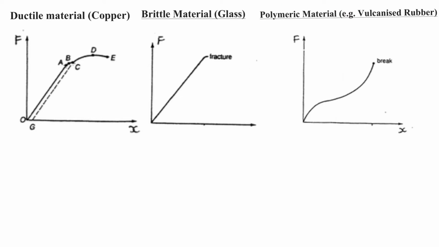Whereas polymeric material, because there are so many different types, as long as you don't get the clear straight line and curve for ductile or clear straight line for brittle, then all other shapes you can always call polymeric. Now there's another thing you want to talk about.